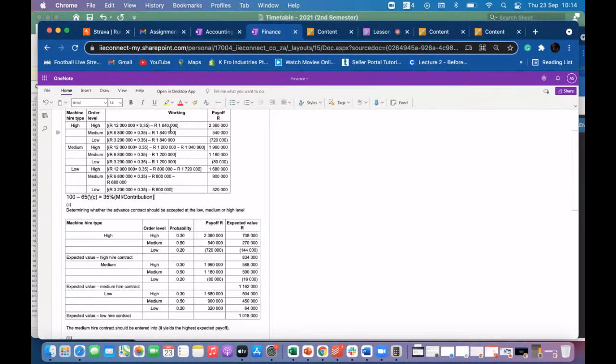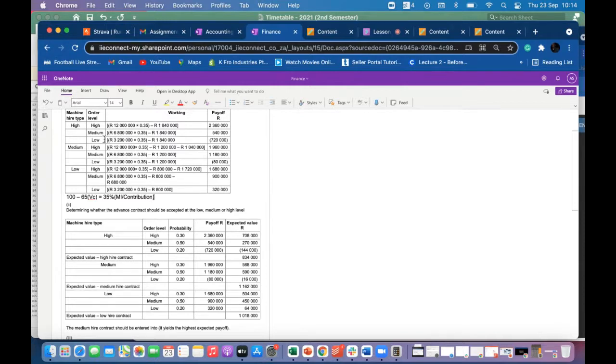That's how much the payoff should be. Then minus the contract, how much we're paying for it, which is the 1,840,000. That's the payoff we would get if demand is high and we've obviously entered into this contract.